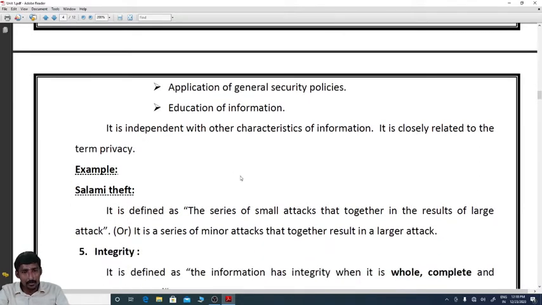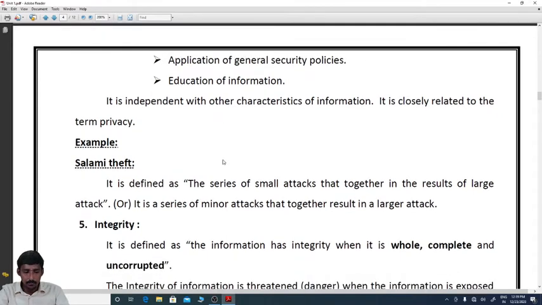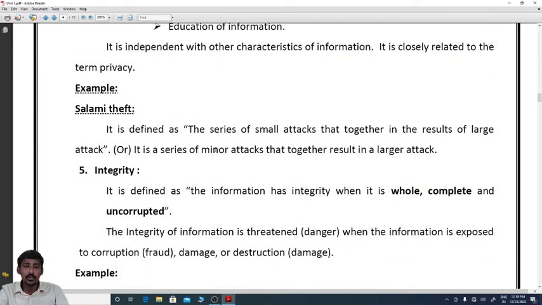One simple example of theft related to confidentiality is called salami theft, which means a series of attacks that together result in major damage. The next one is integrity. Integrity is also a very important characteristic of your information. It means that the information must be whole, complete and uncorrupted. It is called integrity.